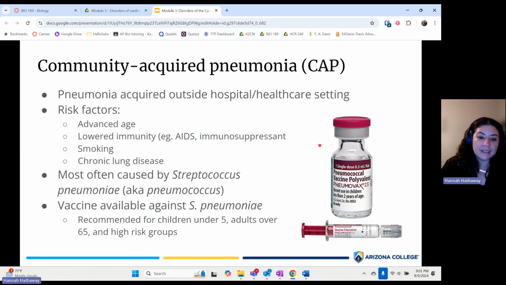It is usually recommended for young children who maybe don't have a full robust immune system yet, or for older adults, or for someone who might be in one of these high-risk groups.